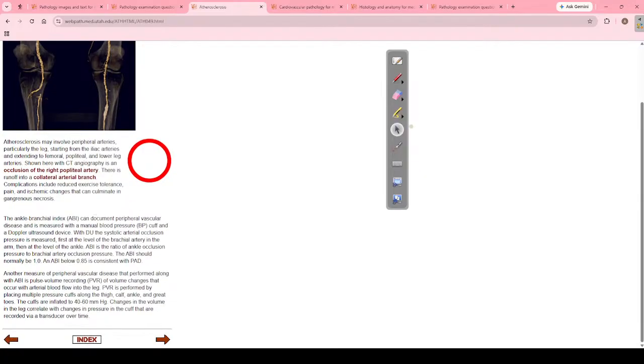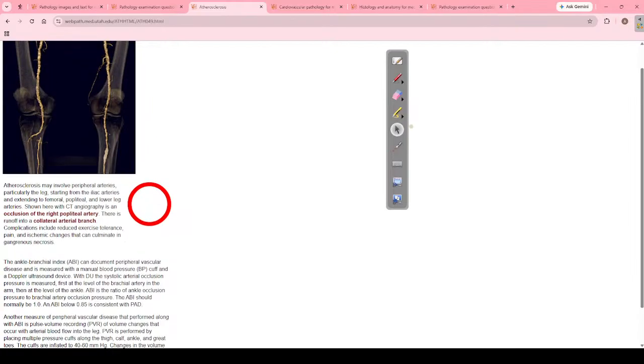ABI is used to document peripheral vascular disease. If the ABI is less than 0.85, it is consistent with peripheral artery disease. So it's a ratio of the ankle pressure and the brachial artery pressure, like the pressure in the ankle compared to the brachial artery. You take the blood pressure, systolic and diastolic, but you check the systolic itself, and you check it with the Doppler ultrasound device.